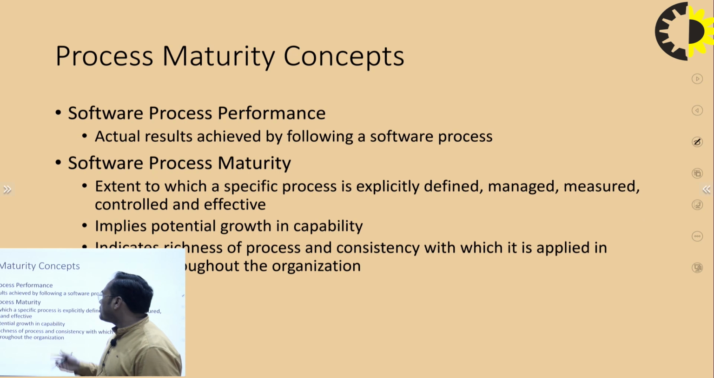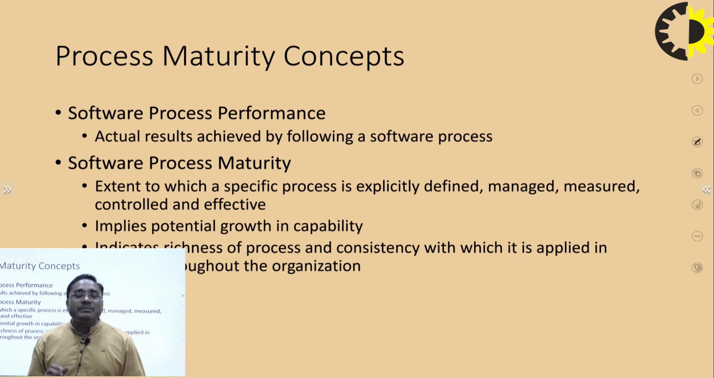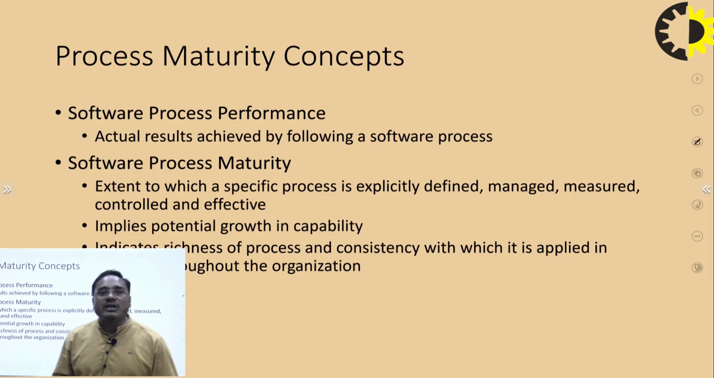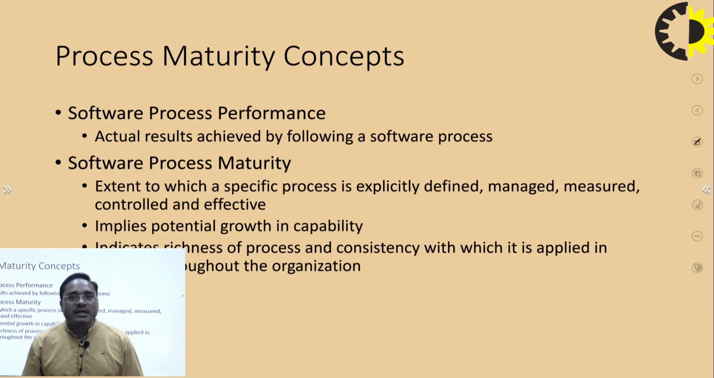Software process performance. If you are going to check the performance of the software, it means we are going to check the result of the software. What is the result of the software? The actual results achieved by following software processes. So you are expecting a result. If you are getting the result, then your software is up to date. If you are not getting the result, it means your software is not up to date.